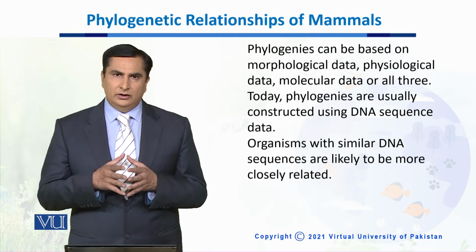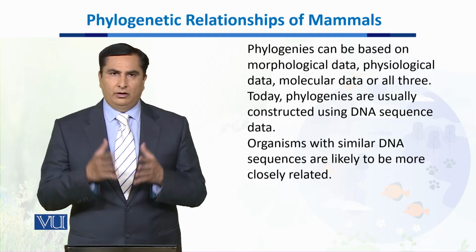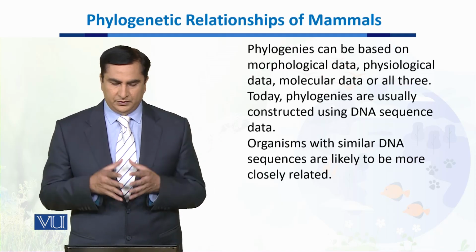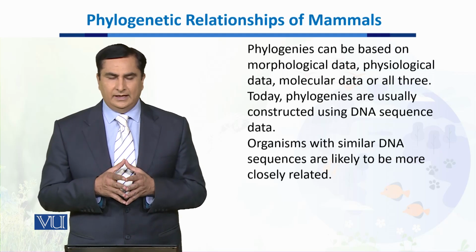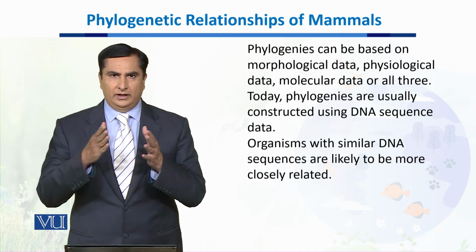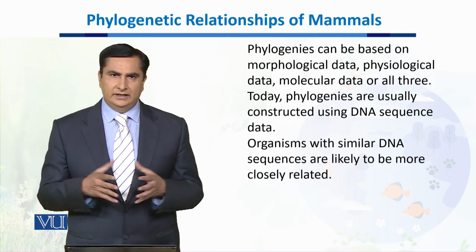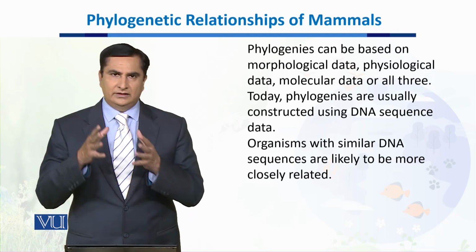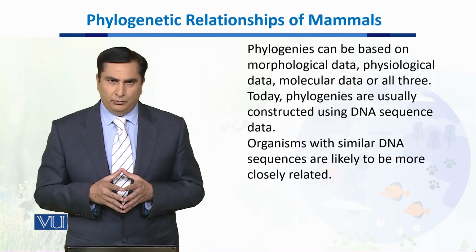Now, phylogeny can be based on morphological data, physiological data, or even molecular data, or all of these three groups. These days, phylogenies are usually constructed using DNA sequence data. As we are aware, with the process of evolution, DNA has gone through certain changes or modifications, which are known as mutations. And mutations are very important from an evolutionary point of view.